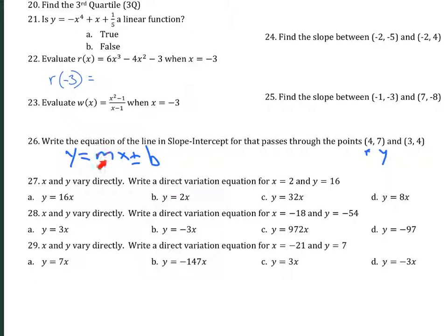Find your m, that's your slope. Plug in the x and the y, and then solve for b. That'll give you your b. Rewrite your final answer then in this format. So it should be y equals a number x plus or minus whatever the number is you found for b.